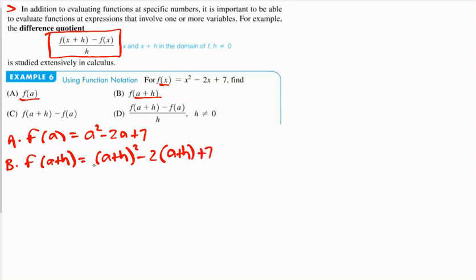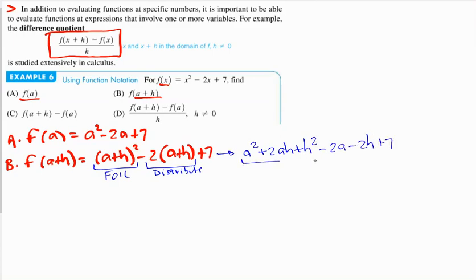We can simplify this further by foiling, using distributive property, on the binomial a plus h to expand this term, and then distributing the negative 2 through the second a plus h. This will get us a squared plus 2ah plus h squared minus 2a minus 2h plus 7. And this is the result for part B.